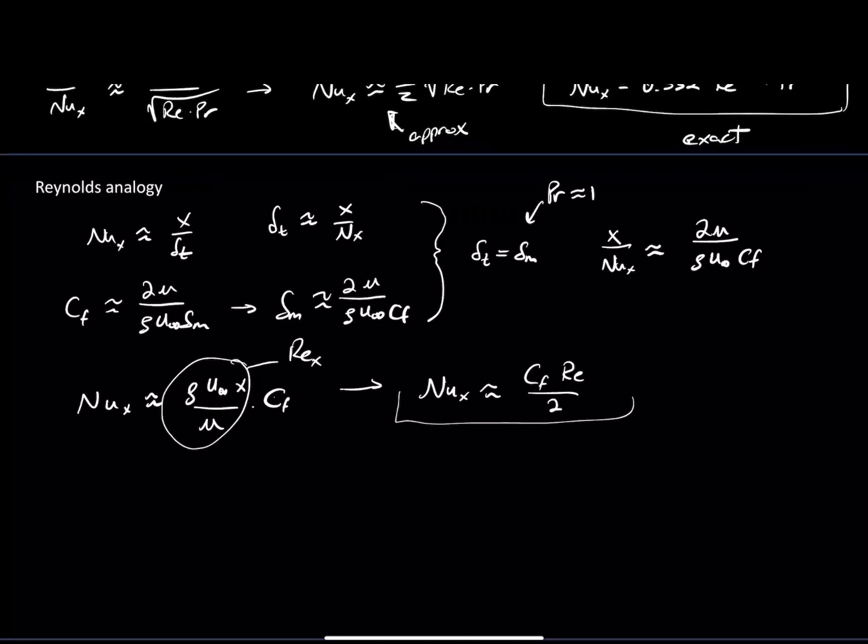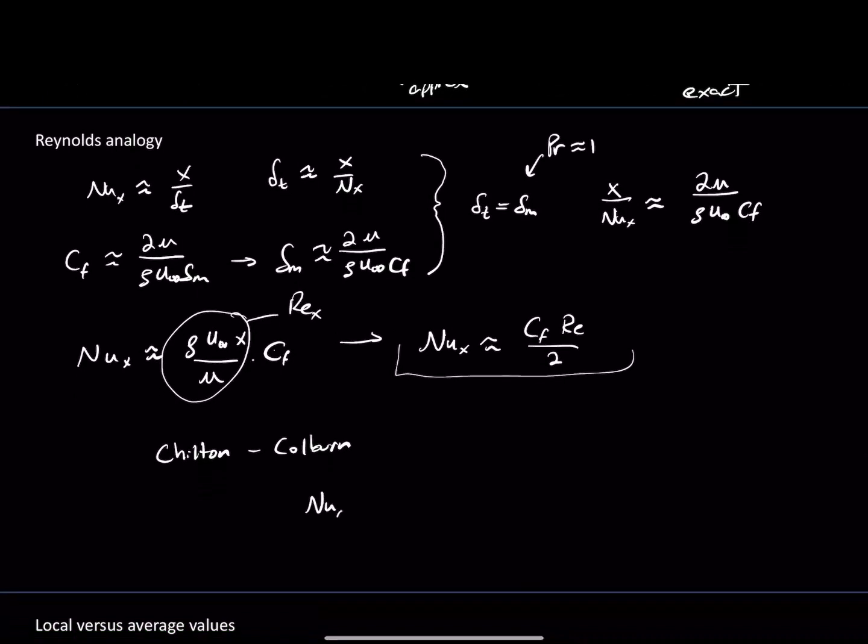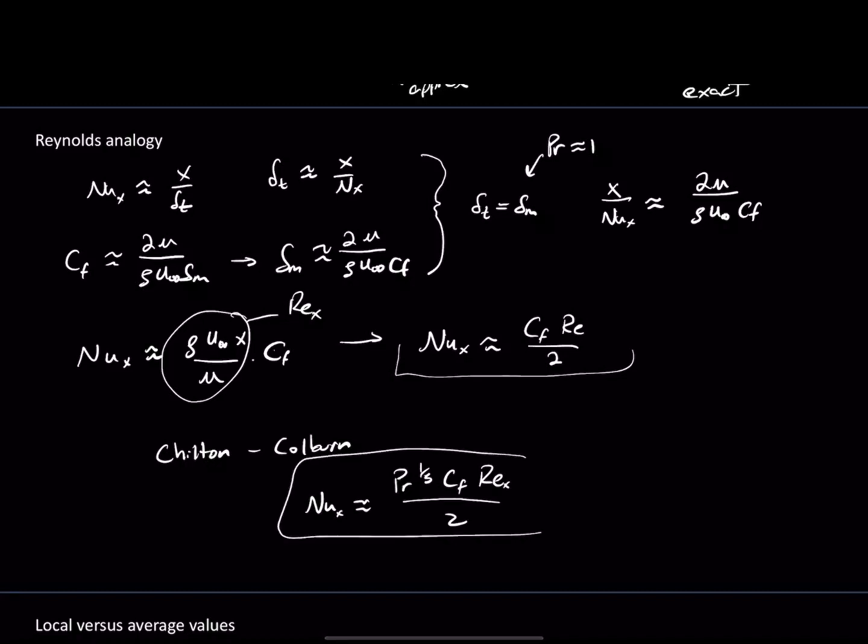There's a more exact model than this approximate one, and it's called Chilton-Colburn. And it says the Nusselt number is approximately equal to Prandtl to the 1/3 times the coefficient of friction times the Reynolds number divided by 2. So this would be the one that you'd probably want to use because it also incorporates the Prandtl number into the equation, meaning that we don't have to make the assumption that delta t and delta m are the same.